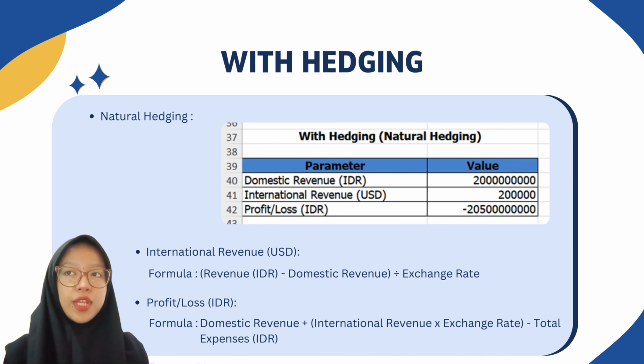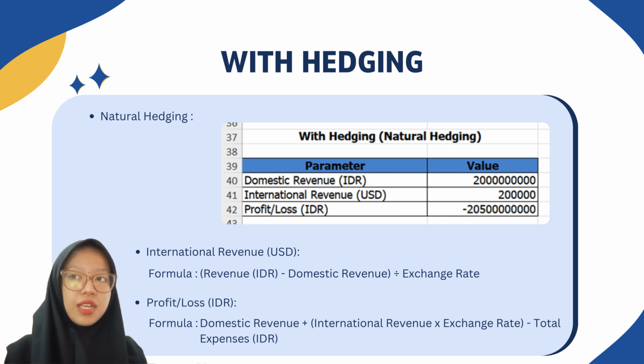Okay, next is with hedging, natural hedging. The first parameter is domestic revenue in IDR is 2 billion and international revenue USD is 200,000, and the last is profit or loss IDR is minus 2,050,000,000. The international revenue USD formula is revenue IDR minus domestic revenue, divided by exchange rate, and the profit and loss IDR formula is domestic revenue plus international revenue times exchange rate, minus total expenses IDR.